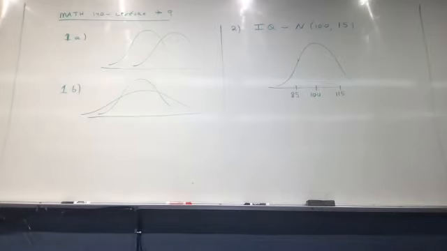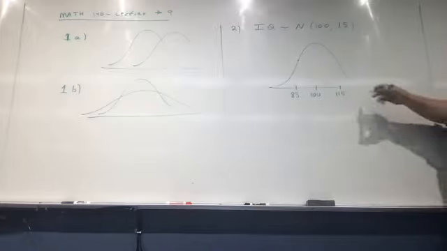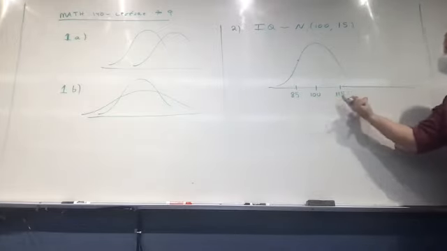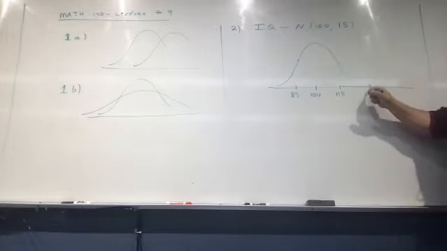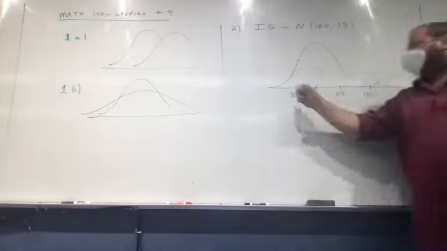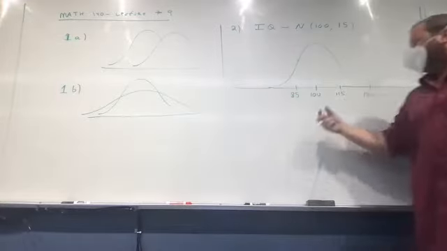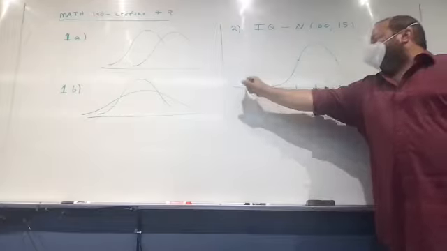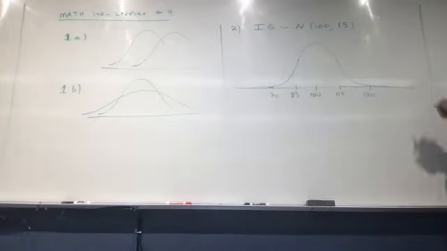The mean's 100. We have points 1 above and below the mean. If I wanted points 2 deviations above and below the mean, where would I go to on this axis to the right? 130. And where would I go to the left? To 70.